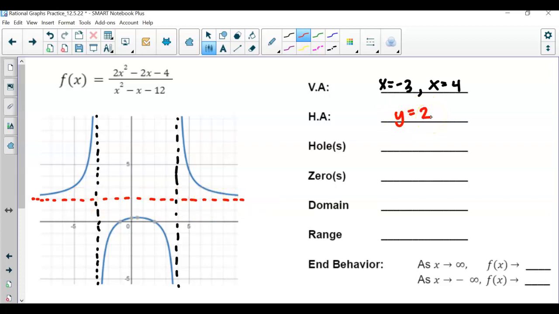Then the zeros, well, there are 2 zeros here at -1 and here at +2. So our zeros are both (-1, 0) and (2, 0). Now, before I continue with the domain and range, let's see how we calculate to get the hole, to see if there's a hole in our graph.